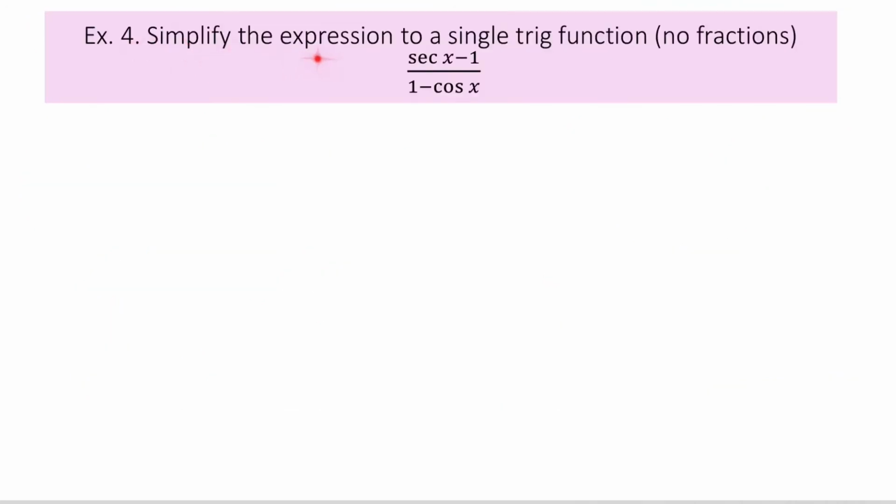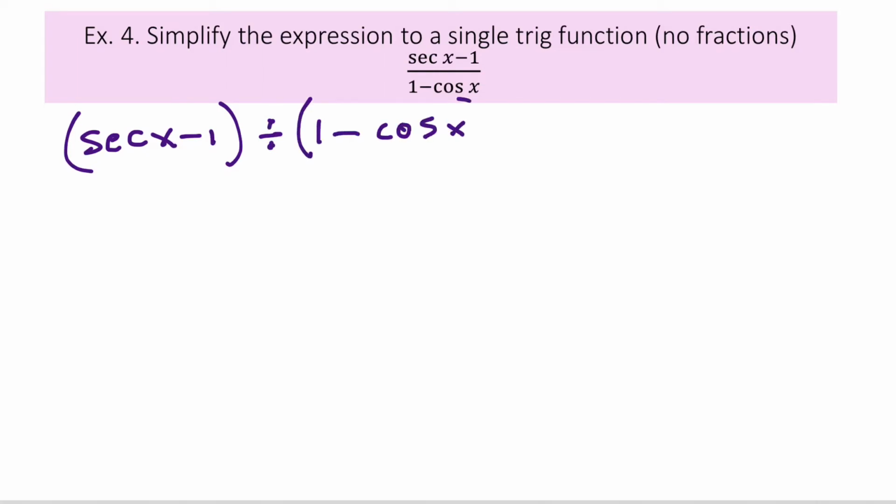So example 4 says simplify the expression to a single trig function without fractions again. So once again, we've got a slightly more complicated expression. And our strategies for these, our tools in our tool chest at this point, are substitution using trig identities, rearranging it and flip and multiply, that sort of thing. And then the last thing would be performing cancellations and final substitutions. So when I see something like this, I want to write it like secant of x minus 1 divided by 1 minus the cosine of x.